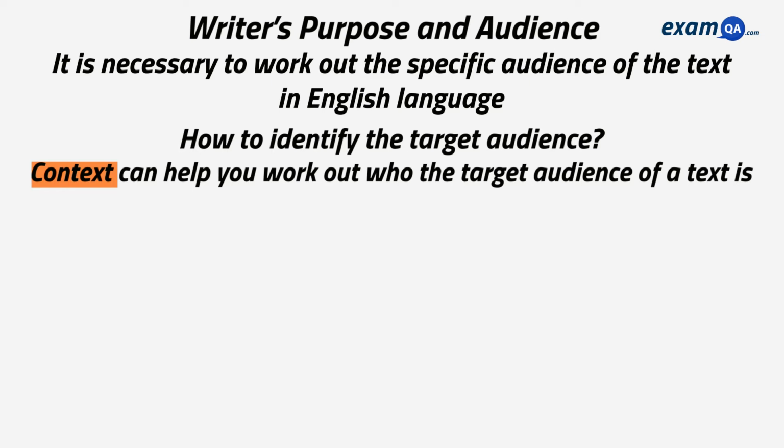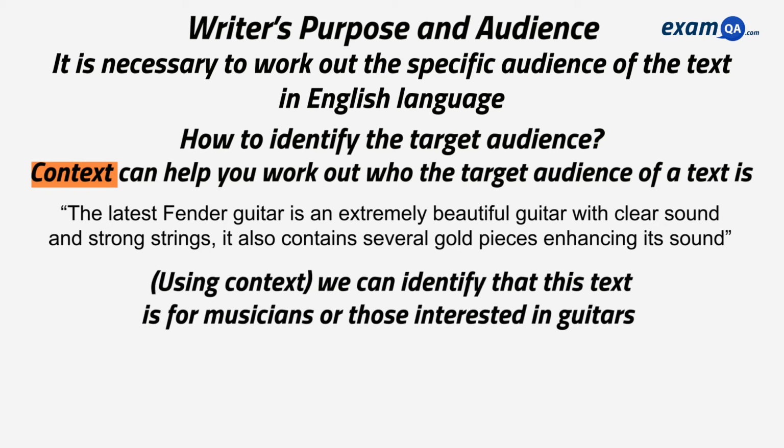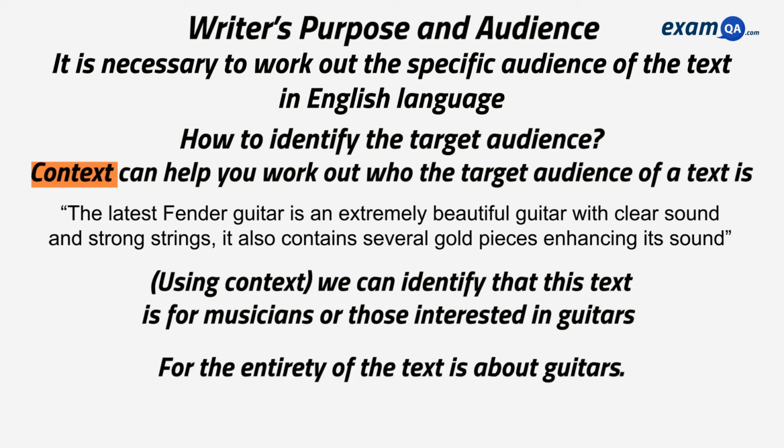For example, in the text, the latest Fender guitar is an extremely beautiful guitar with clear sound and strong strings. It also contains several gold pieces, enhancing its sound. Using context after this text, we can identify that this text is for musicians and those interested in guitars, for the entirety of the text is about guitars.